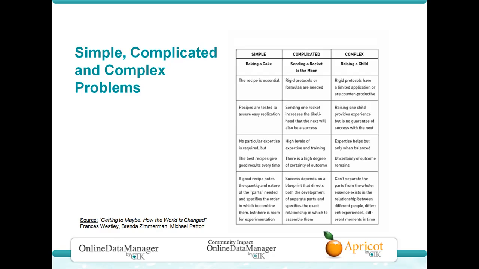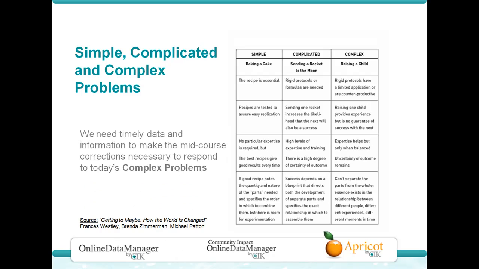A complex problem is raising a child, and that's because the environment changes, the variables all change as it goes on. So as you know, if you have two kids, you raise them exactly the same, they end up totally different. And that's because raising a child is a complex problem. The world in health and human services that we revolve in really are complex problems, not complicated problems.